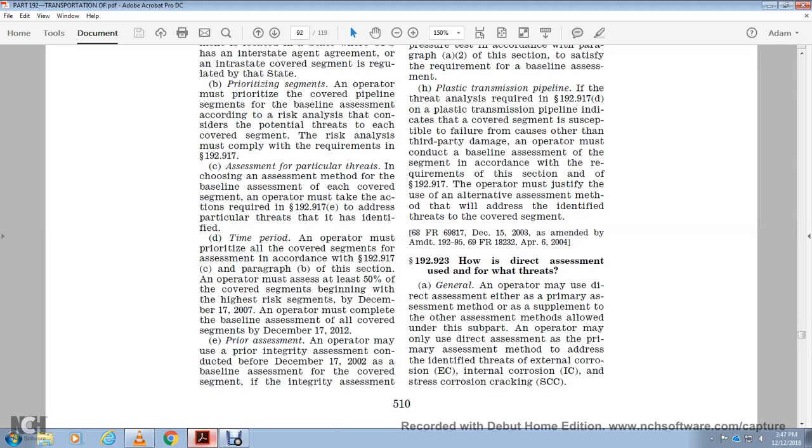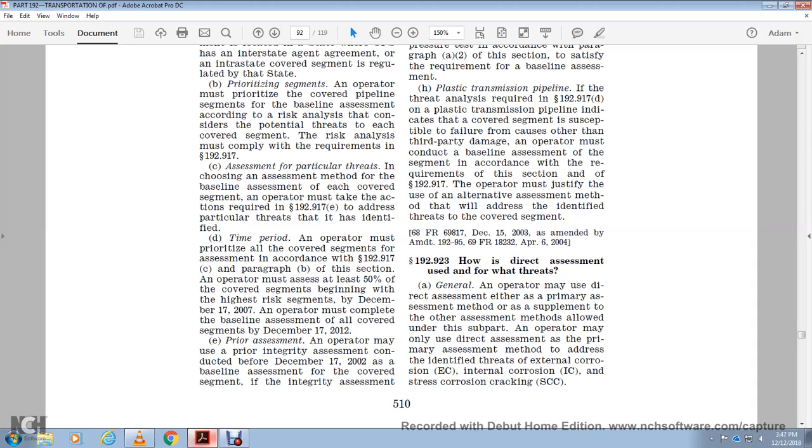Time period. An operator must prioritize all covered segments for assessment in accordance with 192.917. Consistent with paragraph (e) of this section, the operator must assess at least 50% of the covered segments, beginning with the highest risk segments, by December 17, 2007. The operator must complete the baseline assessment of all covered segments by December 17, 2012.